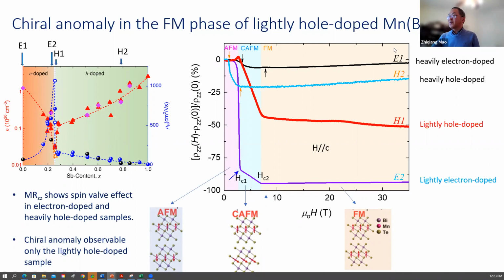And in the heavily hole doped sample, we see similar behavior. But the lightly hole doped sample behaves very differently. First of all, in the canted state, it doesn't show a step-like drop, and also above HC2, it continues to decrease rapidly. That sharply contrasts with other samples where resistivity gradually increases above HC2. So that implies we may have a chiral anomaly effect, but this is not sufficient. So we need to look at their angular dependence.